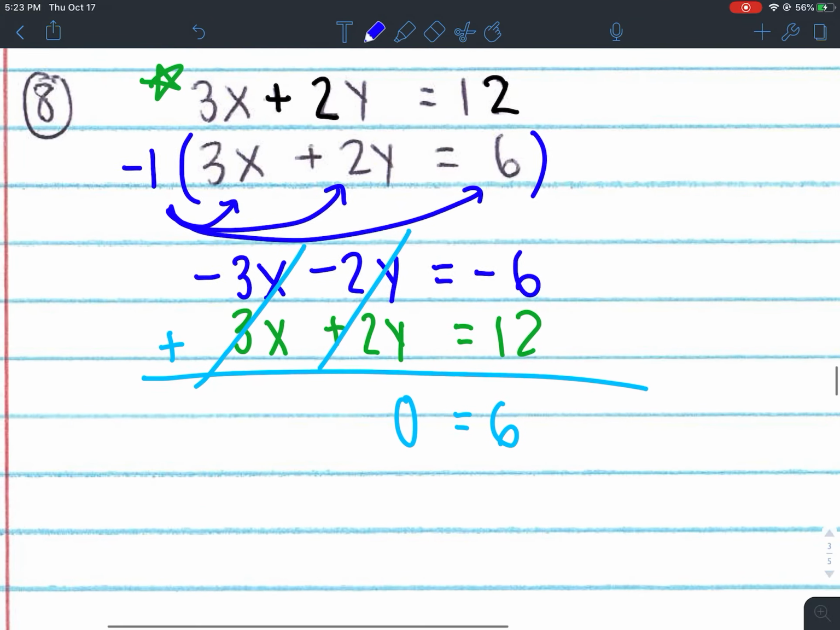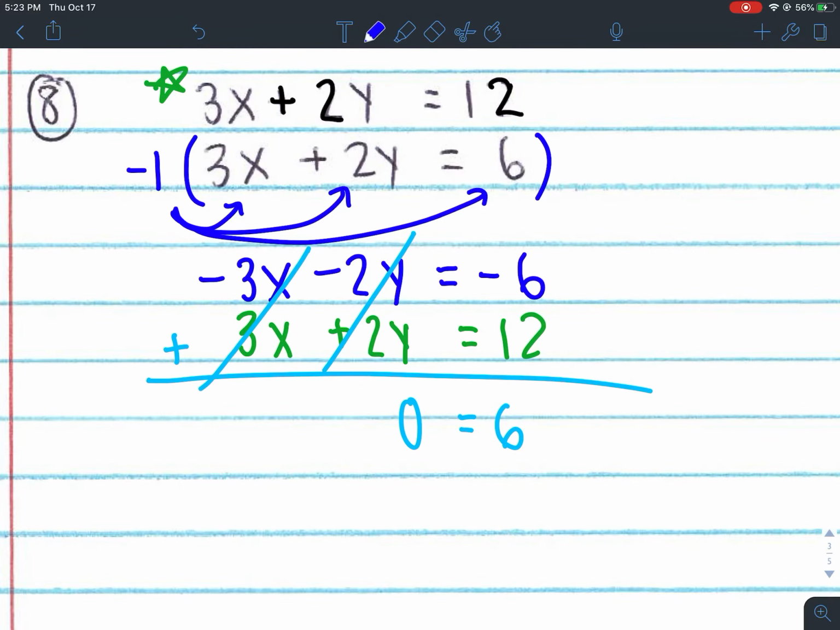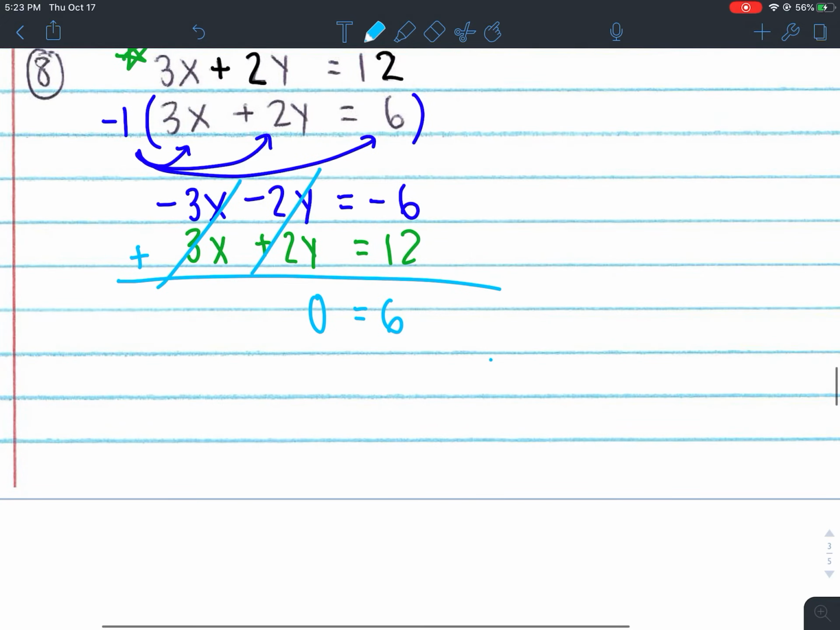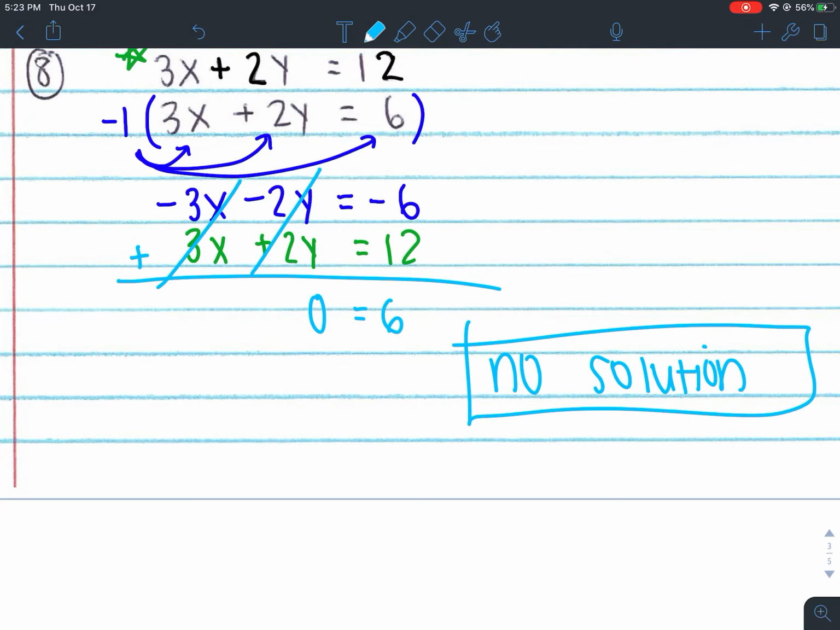Oh, you know what? This should be a negative because, oh no, I shouldn't. Am I going crazy? No, I'm not going crazy. Okay, sorry. So 0 equals 6. Does 0 equal 6? No. This doesn't make any sense, which it doesn't, right? Because 0 does not equal 6. So this means that this is going to be no solution.